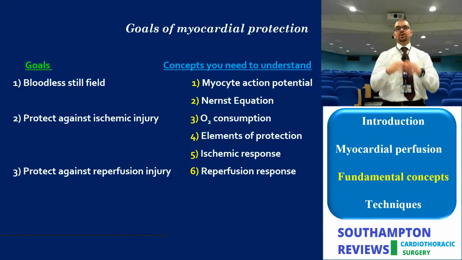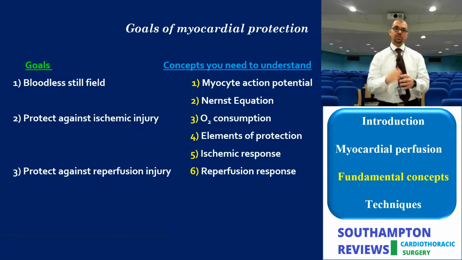cardioplegia, that is, reducing the oxygen requirement of the heart in order to achieve an equilibrium state at which, yes, you are reducing oxygen supply, but on the other hand, you're reducing oxygen demand, so you achieve an equilibrium state, which is reversible. At the end of the operation, you can reverse that and the heart recovers again. So this was the initial aim, that is achieving a bloodless still field.